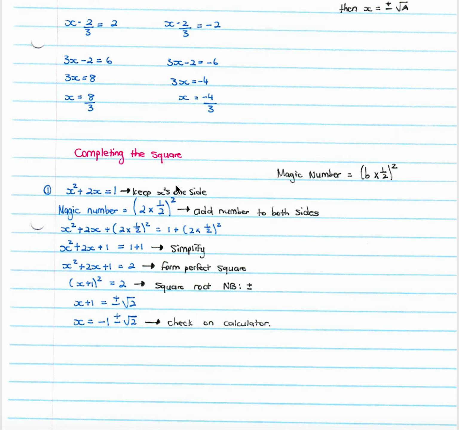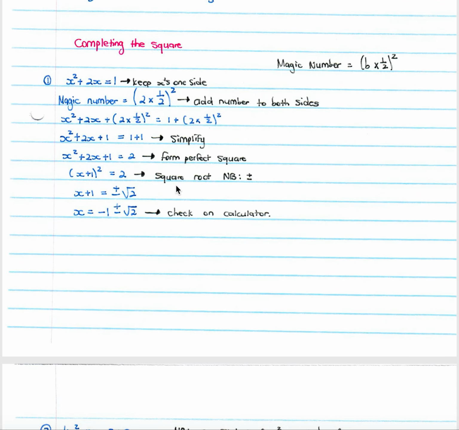Then we move on to completing the square. Sometimes in a question they may ask you to solve a quadratic equation using completing the square. In this case, we do it as follows. If we are given an equation like this, we keep our x's to one side and we keep our constants to the right. So all x values to the left and all constants to the right.